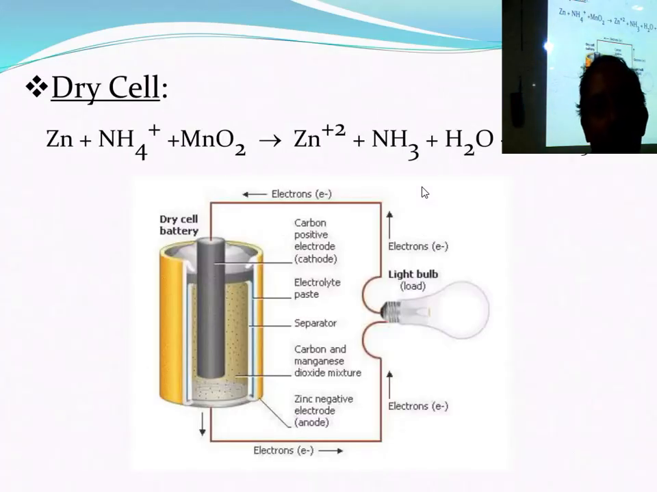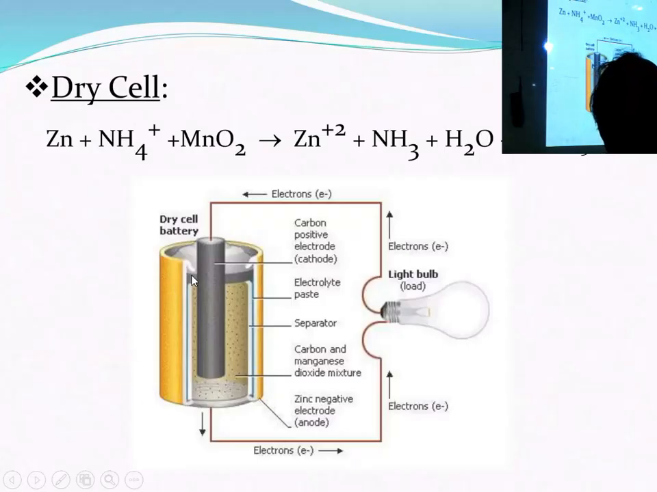Now dry cell. This is what we are using in the torch battery, in our remote, your wall clock. We are using that type of battery. So zinc is there as the container. Yesterday I was telling you that the zinc container is there. So yes, this is the zinc. Zinc is used as the container itself.